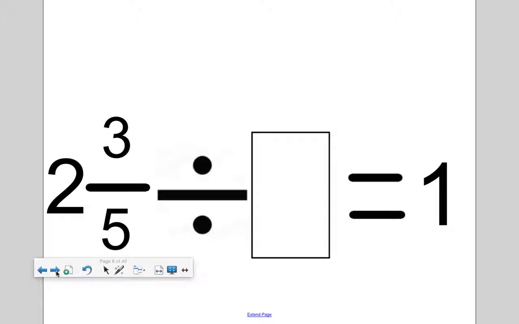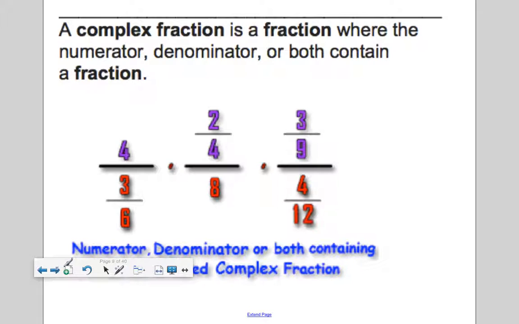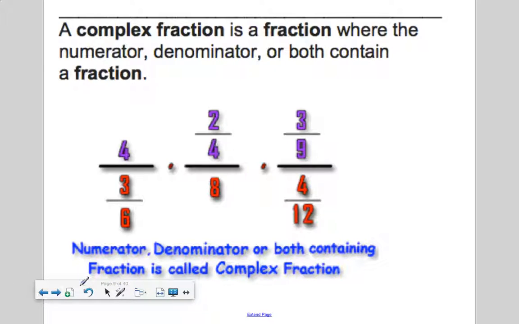What about 2 and 3/5 divided by what is 1 whole? Hopefully you said 2 and 3/5. If you do not trust me, get out a calculator and put 2.6 divided by 2.6. Will that equal 1 whole? It will. So what we are learning is something called a complex fraction. A complex fraction is a fraction where the numerator and denominator both contain a fraction. So as you notice in this problem, you see the fraction in the numerator and the fraction in the denominator. That's what makes it complex.